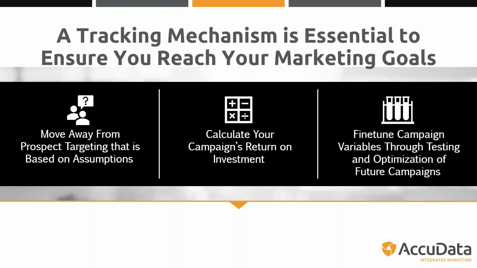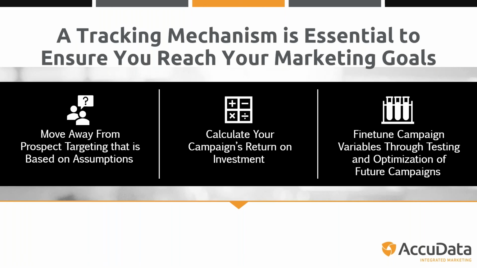And lastly, a tracking mechanism is going to allow you to fine-tune the different variables of your campaign. And we talk about something in the direct marketing space called testing, and we typically follow that up with the term optimization. So what exactly does that mean? When it comes to direct mail marketing and direct marketing in general, testing is a way to determine which variables of a specific component work better than others.